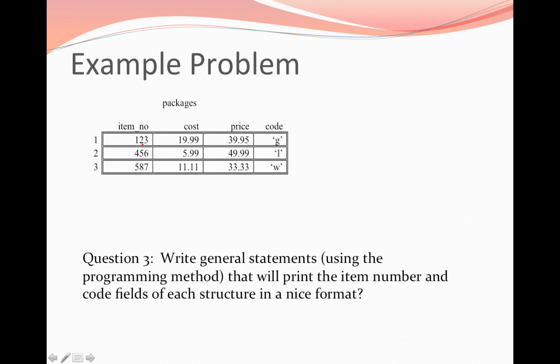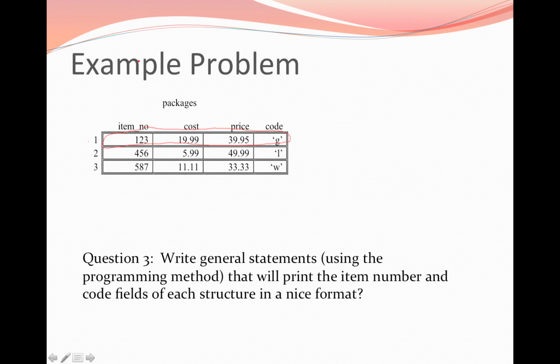Here's another example. Here's a vector of structures called packages. So the name of the variable is packages. In this case, it's a vector that has three elements, 1, 2, 3. Each element in packages, so each one of these elements, is a structure that has four fields: item number, cost, price, and code.